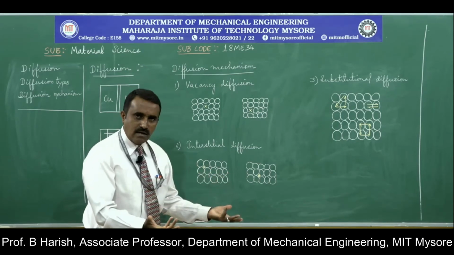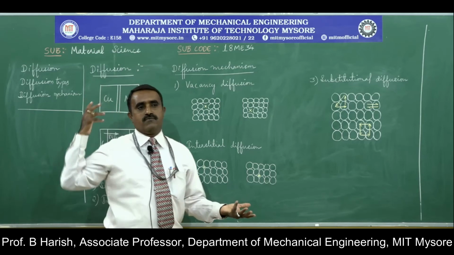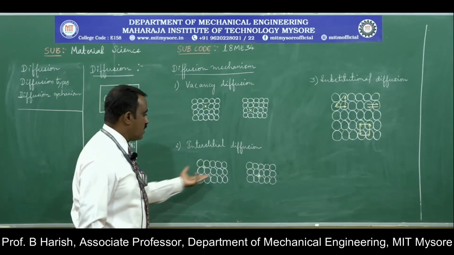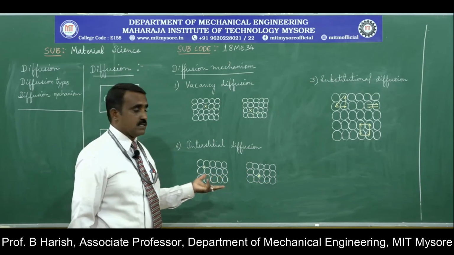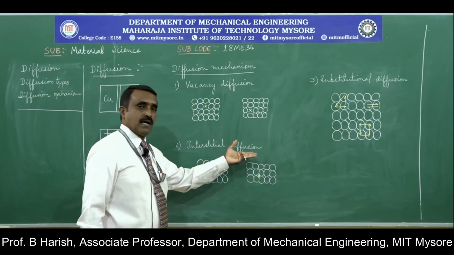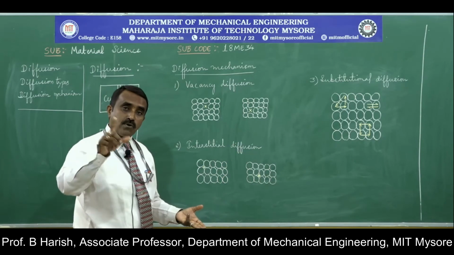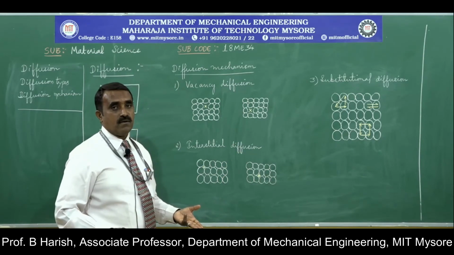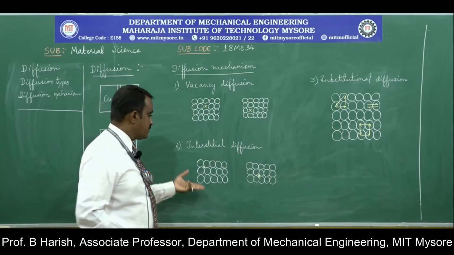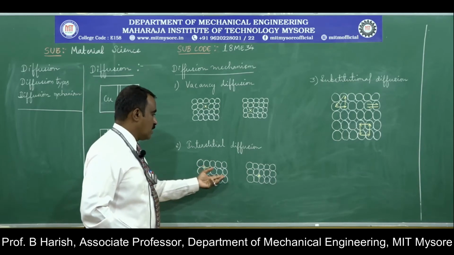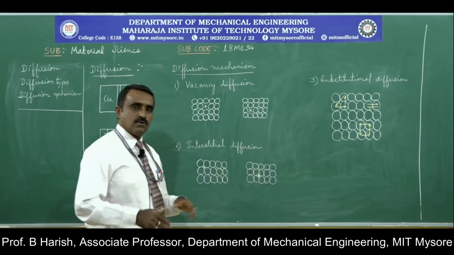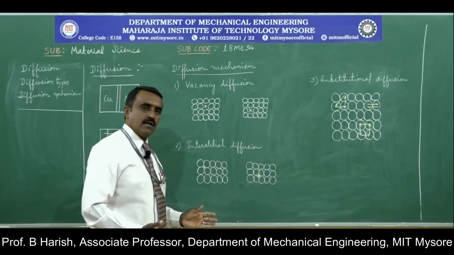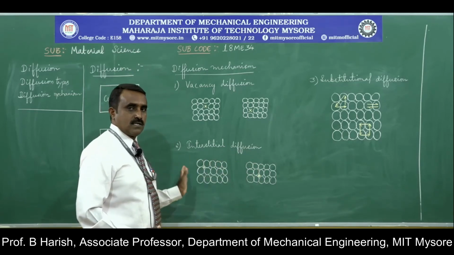That is nothing but movement of atom. That is what diffusion. That is what the diffusion definition says. The interstitial diffusion mechanism takes place due to the interstitial imperfection present in the crystal structure. From here it moves here, and from here it can move here. In future course of time it will keep moving in the crystal structure.